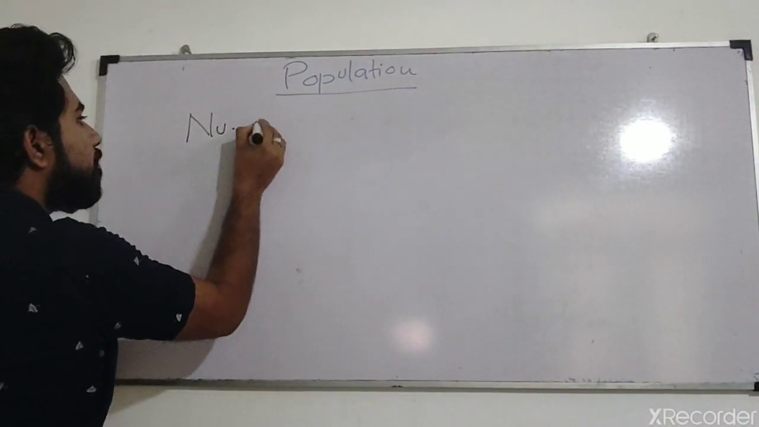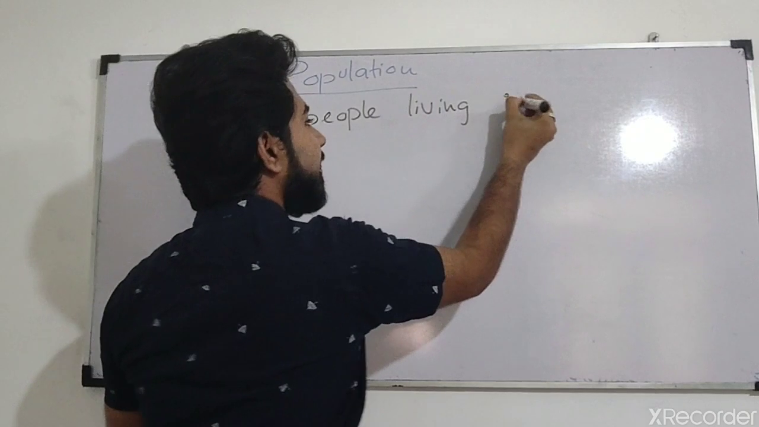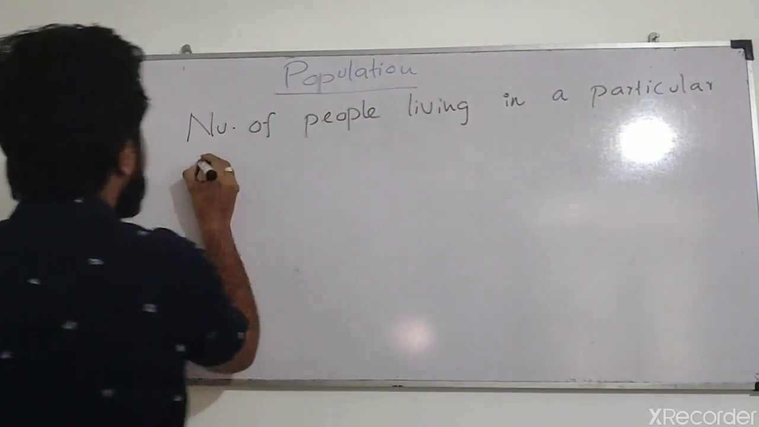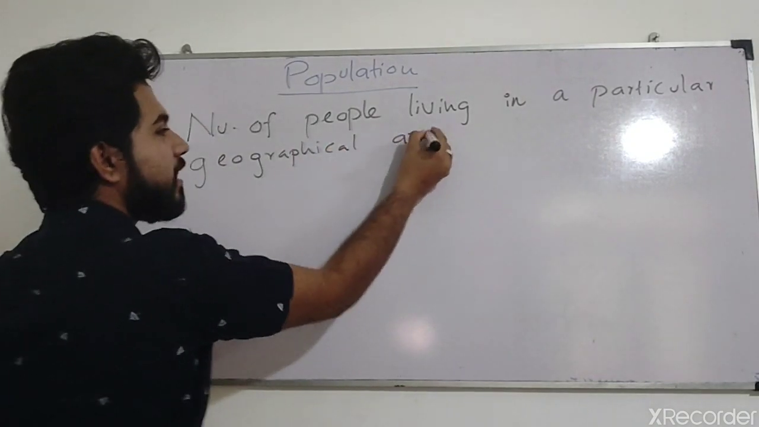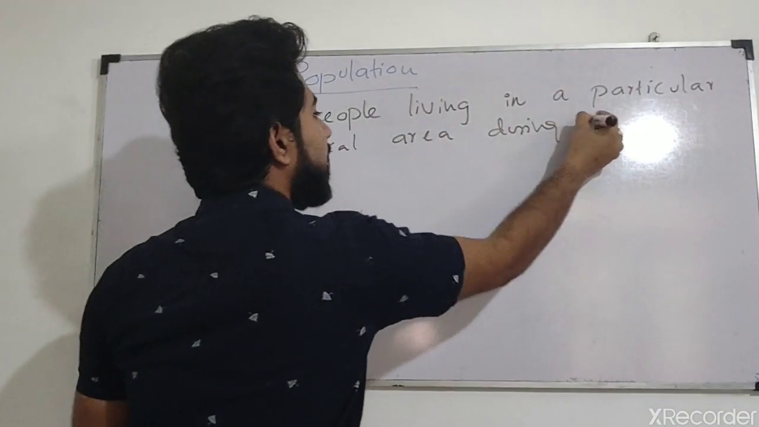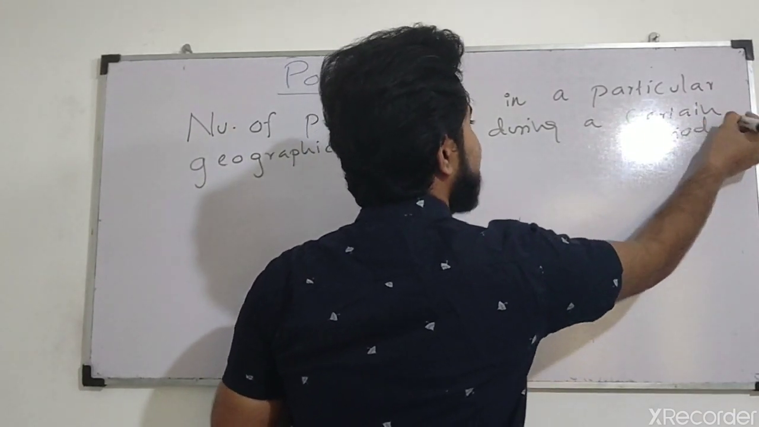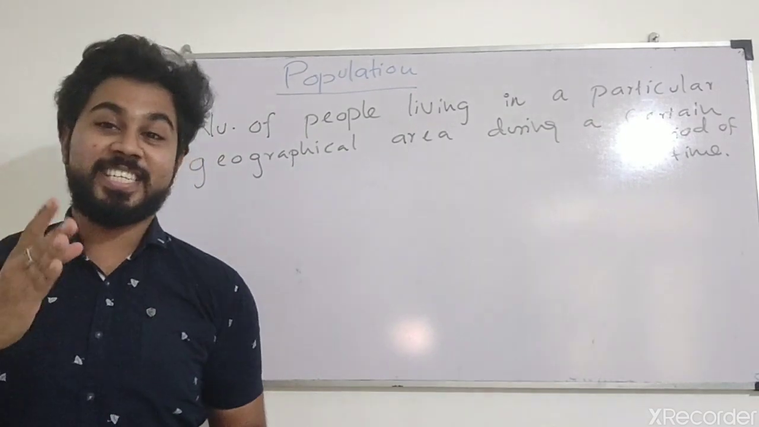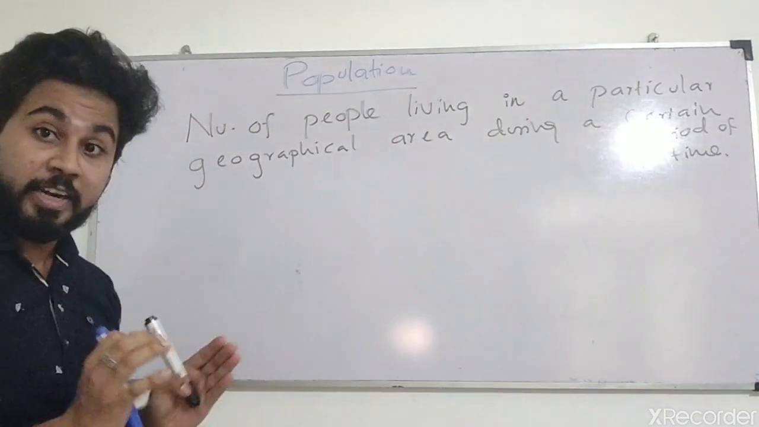So I'll write the definition on the board. Number of people living in a particular geographical area during a certain period of time. This is the original definition for population. So what are the important terms in this population definition?